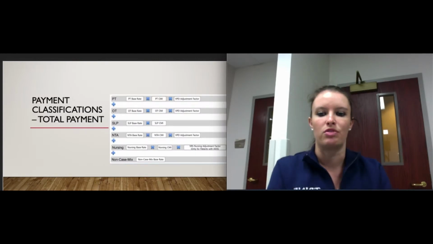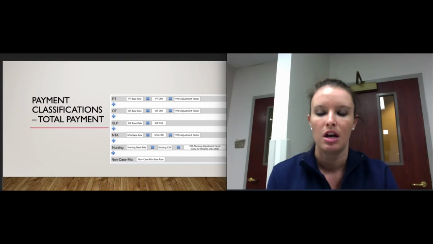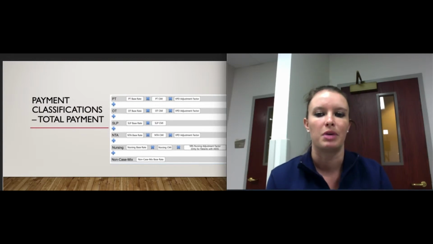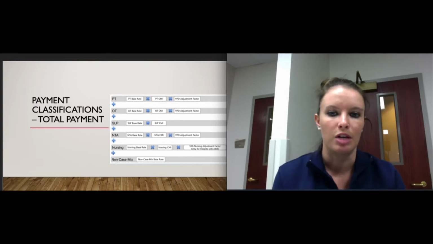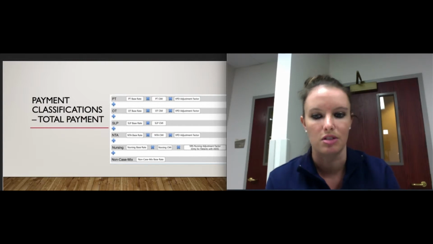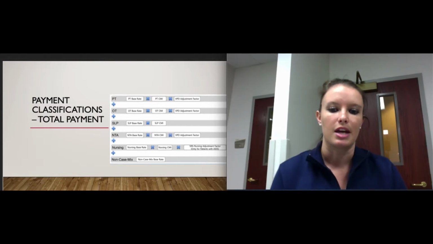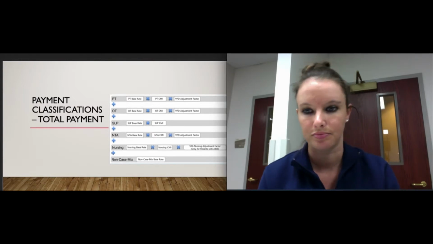So a single payment for a resident is based on the sum of the 5 individual components seen there on the left. Payment for each component is calculated by multiplying the base rate by the case mix index and then also by the variable per diem rate, again only for PT, OT, and non-therapy ancillary services. The payments will then be added together to create a resident's total SNF per diem rate.